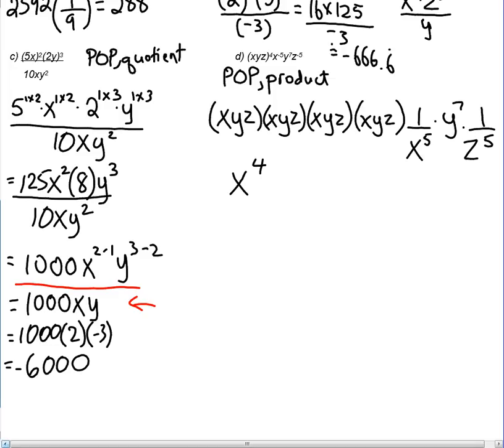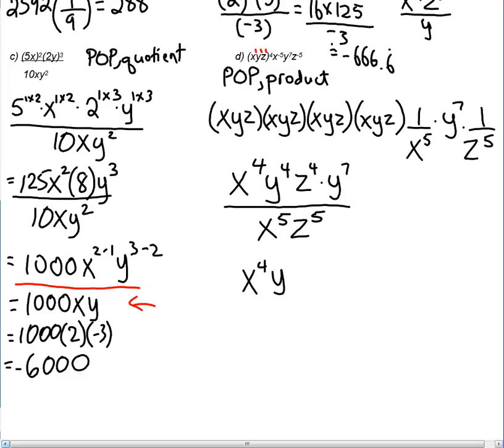And I'll just point out that inside the brackets we have exponents of 1 on x, y, and z. So that's where the power of a power comes in, you're taking an exponent on something that already has an exponent. So we'd have x to the 4th, y to the 4th, z to the 4th, multiplied by 1, multiplied by y to the 7th, multiplied by 1. So this would be all over x to the 5th times z to the 5th. Now when we go to simplify a little further, we can get all of our y terms now, which would be 4 plus 7, and we'd have z to the 4th.